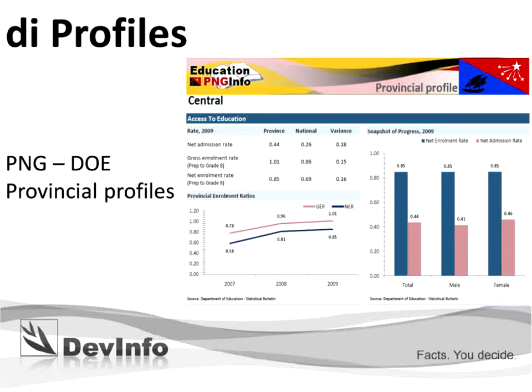In subnational category, PNG DOE provincial profiles were developed to highlight subnational disparities in education achievement and also as a tool to improve the quality and coverage of education data. These profiles, as any, are limited to the data available. In the case of PNG, education data is quite limited.